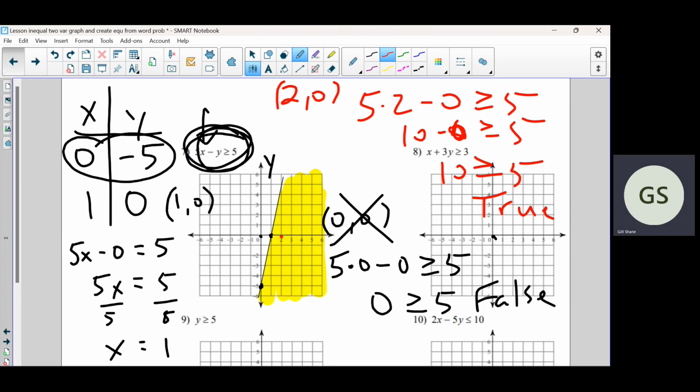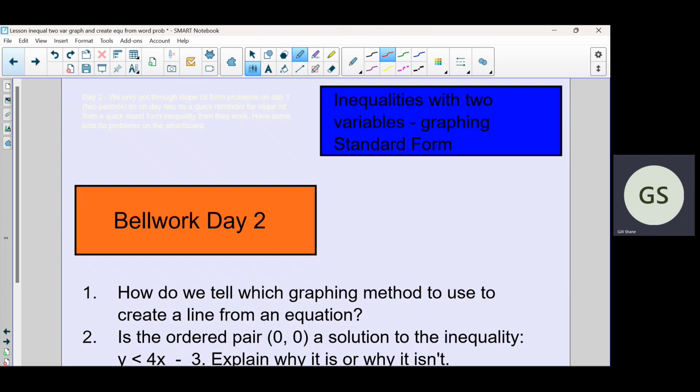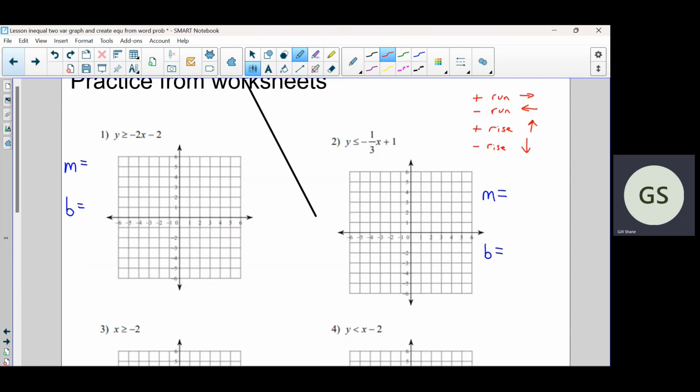All right, now, if you want, you should be able to do any inequalities using that process, using a table of X and Y values. I'm going to show you the other way you can do it, though. We did this before when we did equations. You can also do it with inequalities.